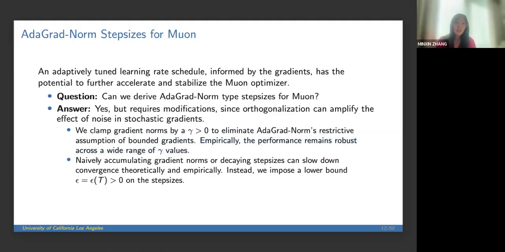And the second key feature of our new optimizer is that instead of naively accumulating gradient norms and decaying step sizes, which we observed both empirically and theoretically can slow down convergence, we impose a lower bound, epsilon. This epsilon is usually dependent on t and needs to be tuned, but this ensures that it does not really slow down the convergence.